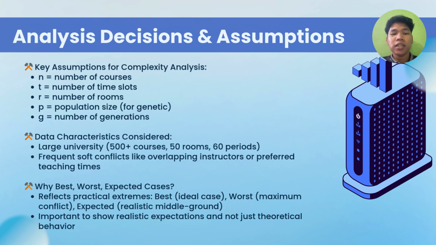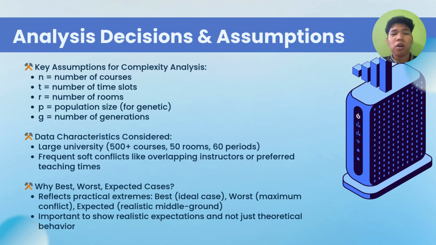Now, beyond just defining the variables, we also considered the nature of the data. We modeled the data based on a large university environment, which means the scheduling problem involves hundreds of classes, dozens of rooms, and many overlapping students and lecture schedules. We assumed a realistic academic load, where resolved conflicts like back-to-back classes, lunch breaks, and avoiding Friday evening classes are common. We intentionally made our model complex enough to test the algorithms under realistic pressure, not an ideal simplified version.